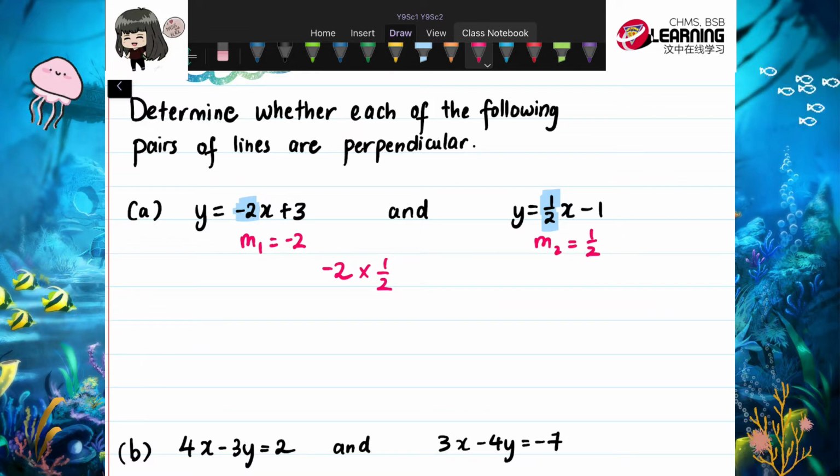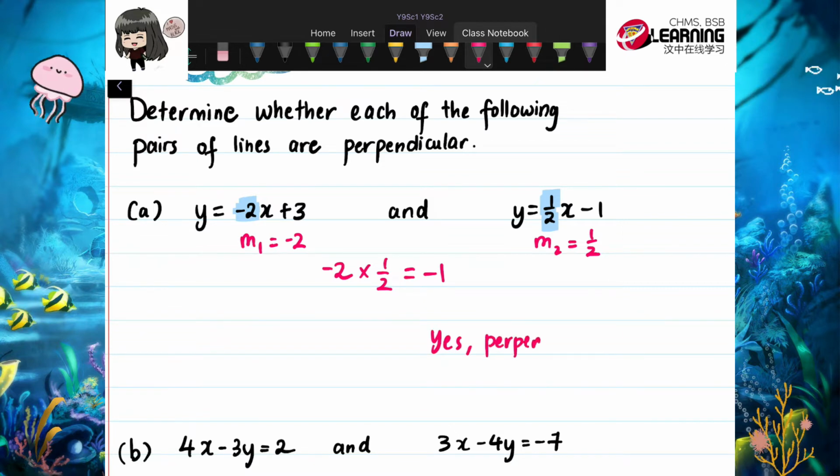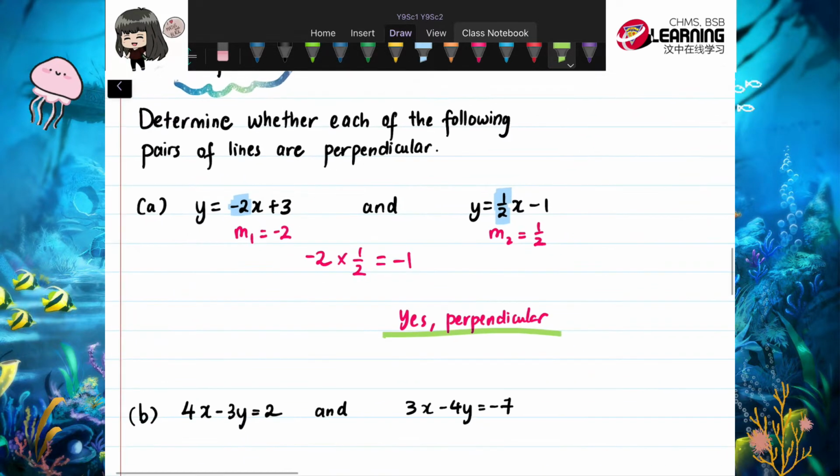When we multiply these two numbers together, we get negative 1. If we get negative 1, we show that they are perpendicular. So yes, they are perpendicular. This is the answer. How do we show that? We show that these two numbers multiplied together give negative 1. Okay, how about B?